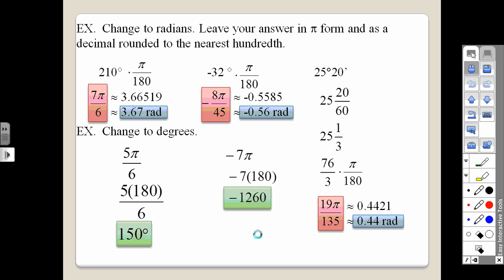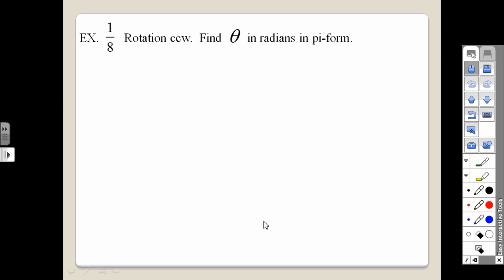Next, these problems that you're going to see here should look familiar. We did these all back in Unit 1, only we did them with degrees, and now we're going to redo them, but in radians. Okay, so we're trying to figure out 1/8 of a rotation in the counterclockwise direction. Find theta in radians in pi form.